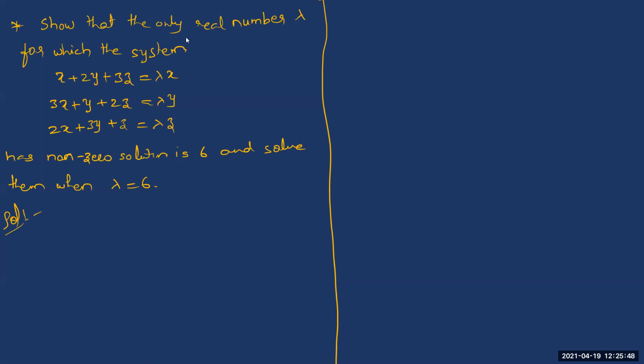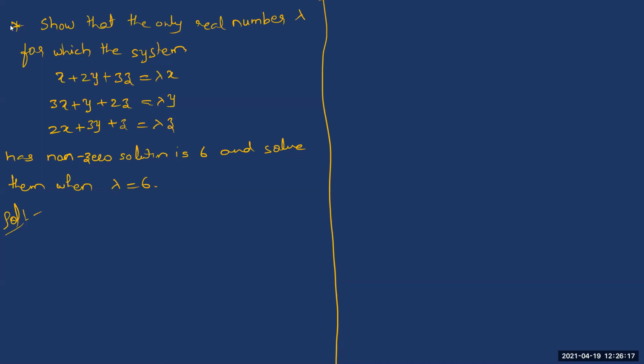Show that the only real number lambda for which this system has a non-zero solution is 6, and solve them when lambda is equal to 6. See, understand this question has two different parts. First of all, we need to prove that the only real number which gives a non-zero solution for this system is 6. Probably there are other numbers, maybe they are complex. Okay, and that is the first half of the solution.